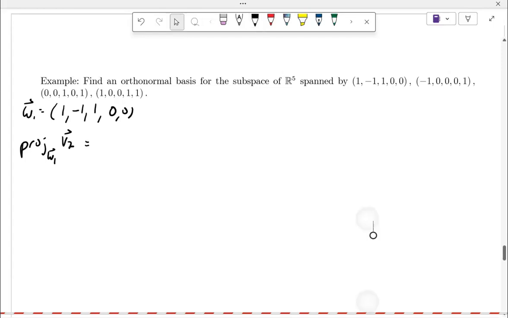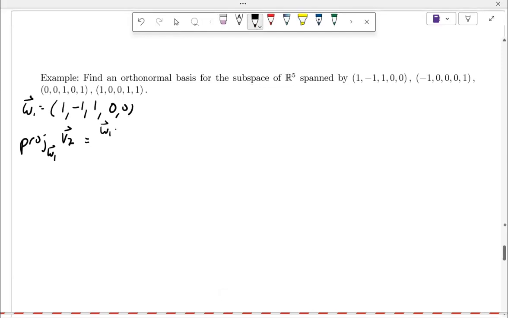So you'll do your V2, which is this one. I'll just write it down. Your W1 dot V2 over W1 dot W1 times W1, right? When you do the dot product of those two vectors, what do you get? Negative 1 over 3. And then it's times that first vector.